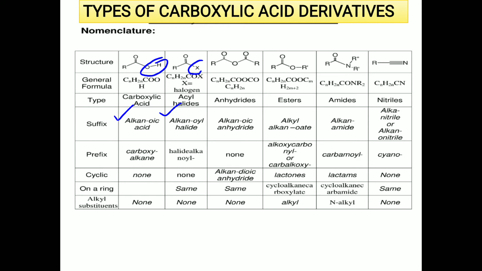So this particular acyl halide will have a suffix of alkanoyl halide and a prefix of halide alkanoyl. There is no other name for a cyclic ring, and if this acyl halide is present on a ring, then the suffix and prefix will be the same, and there is no name for alkyl substituent.